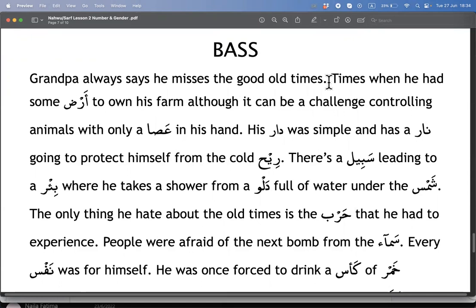farm. Although it can be a challenge controlling animals with only an asa. What is asa? Also in his hand. A stick, a staff. Usually they use the stick to control the animals. They whack it a bit to make it move. That's asa. Or some people use it as a tongkat. That's also asa. A staff or a stick.